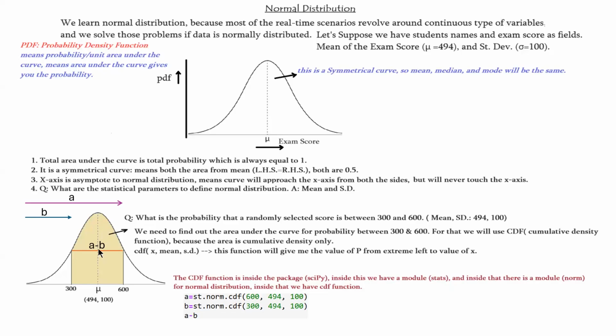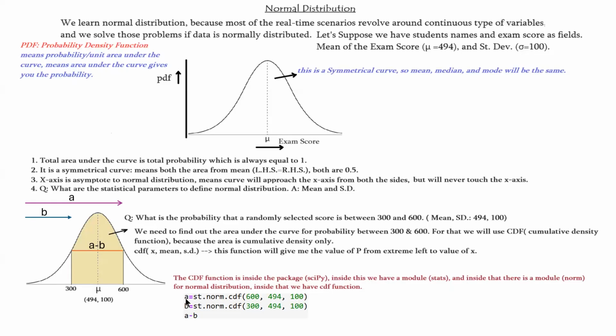How will I apply this? I will apply this by using the CDF function. In the CDF function, firstly, I will give the value of x. What is the value of x? I want to calculate the probability till A, and this value is 600. So I provide the value 600, that is x, comma, mean. The mean is 494, comma, standard deviation is 100.